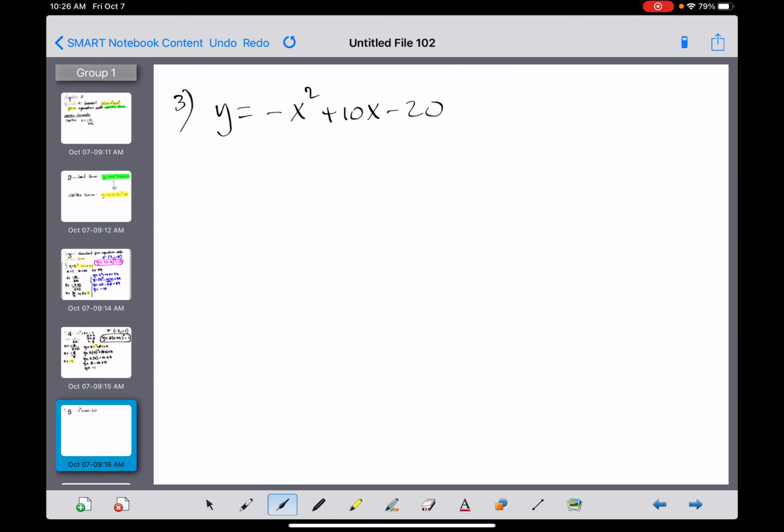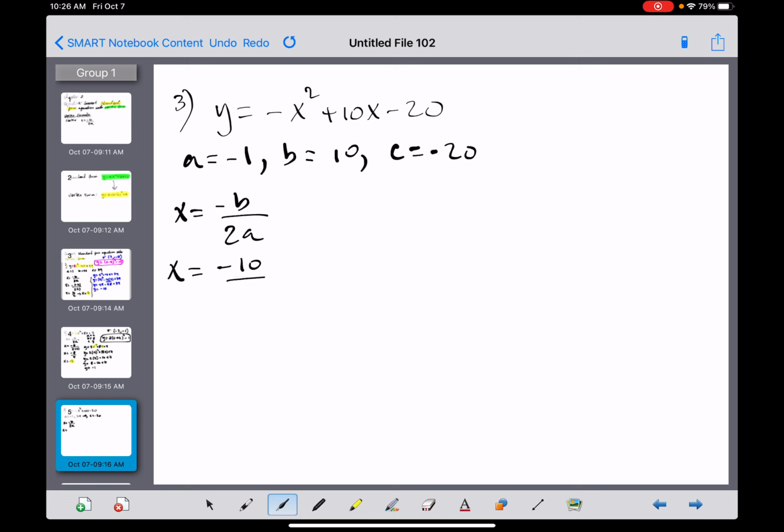Number 3. So in number 3, same thing. We're going to identify a, which is negative 1, b is 10, and c is negative 20. So finding the vertex, negative b over 2a. So negative b is negative 10, over 2 times negative 1. So that's going to give us positive 5.